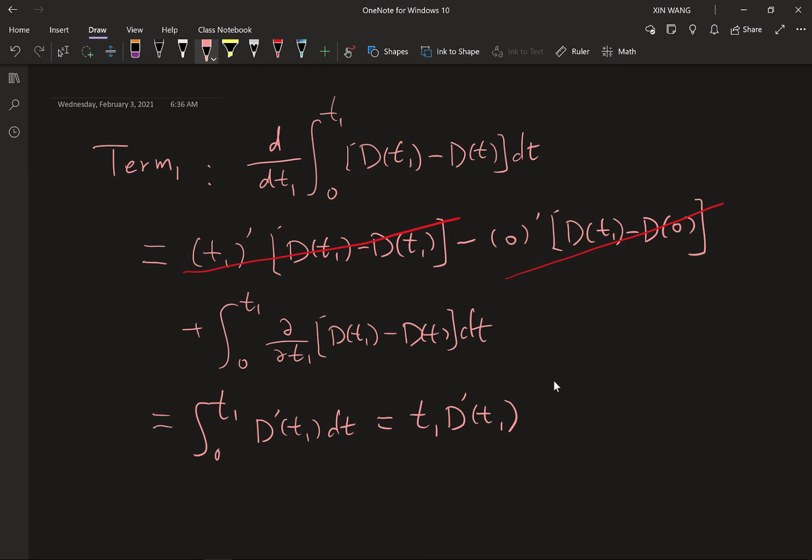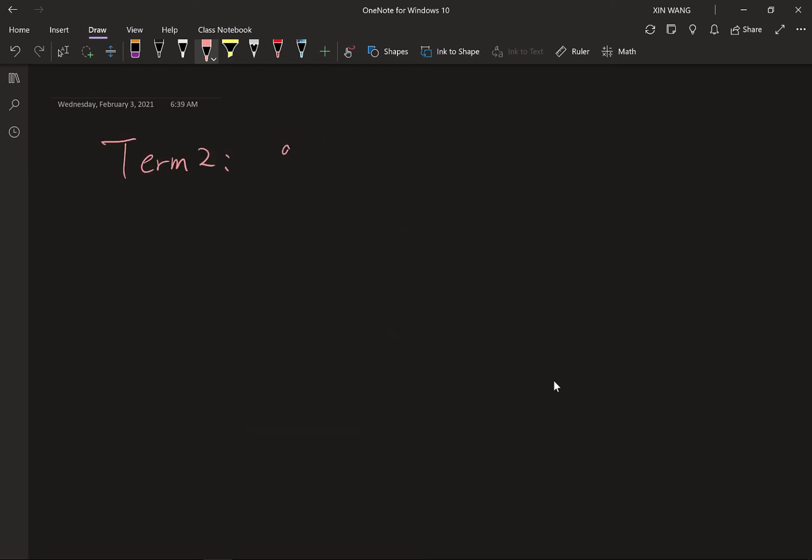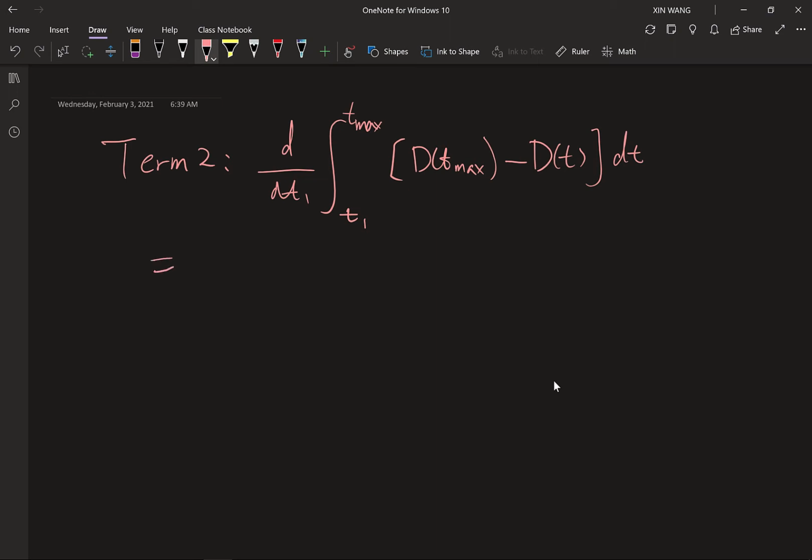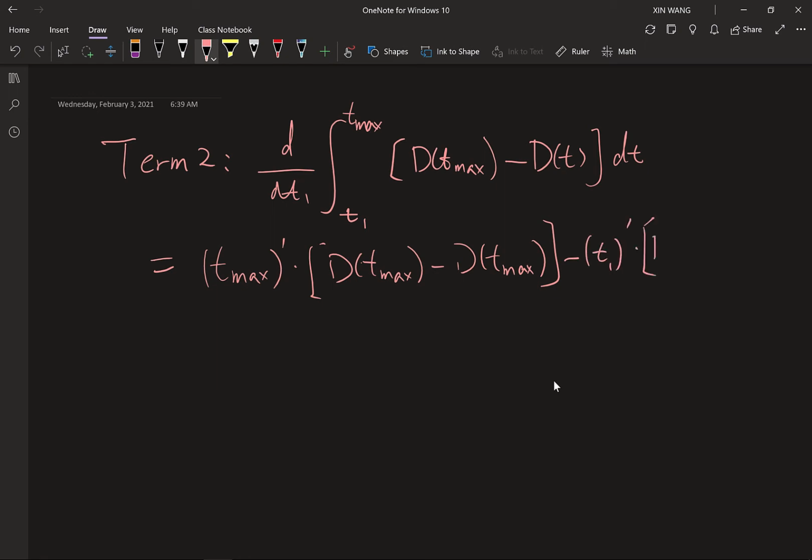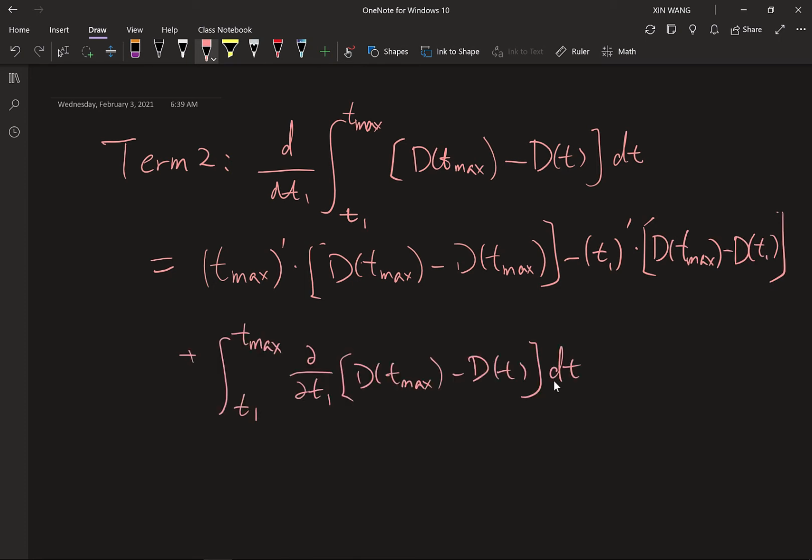So let's see our term 2. We need to calculate the integral from t1 to t max. Here, similarly, we use the Leibniz rule: the derivative of the upper bound, plug it inside, minus the derivative of the lower bound, plug it inside, and then plus the partial derivative.